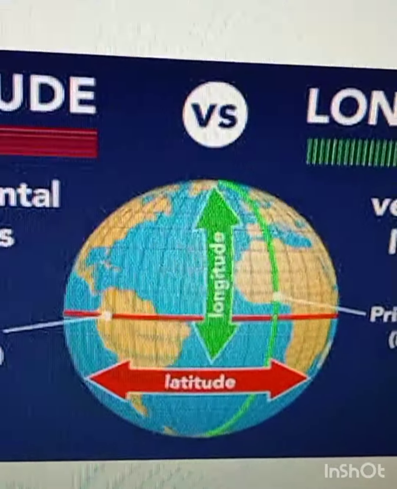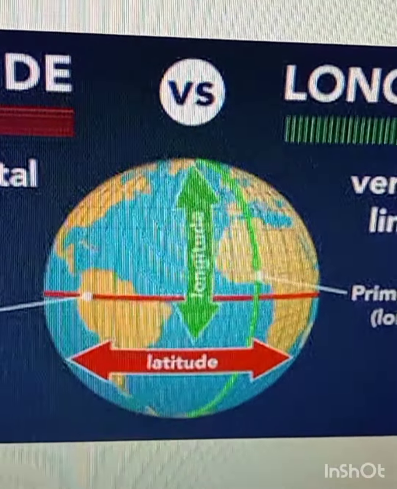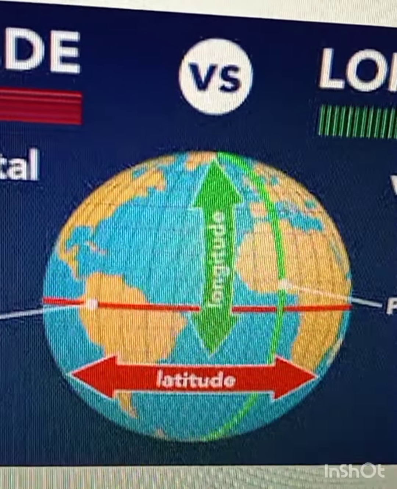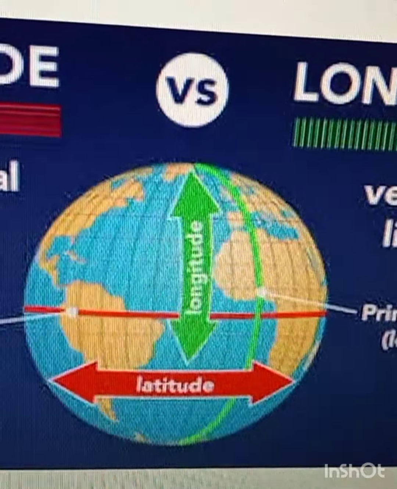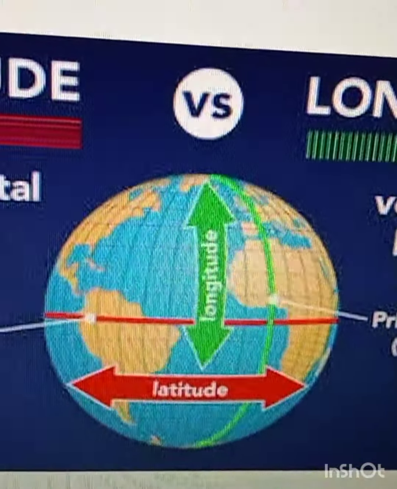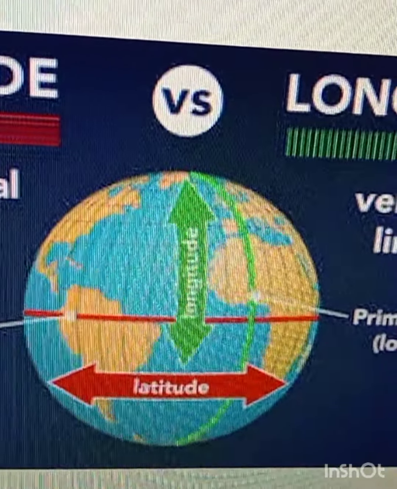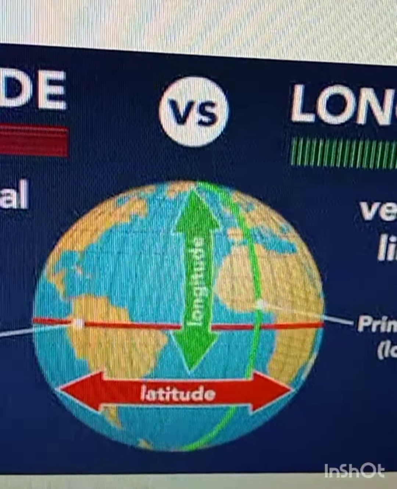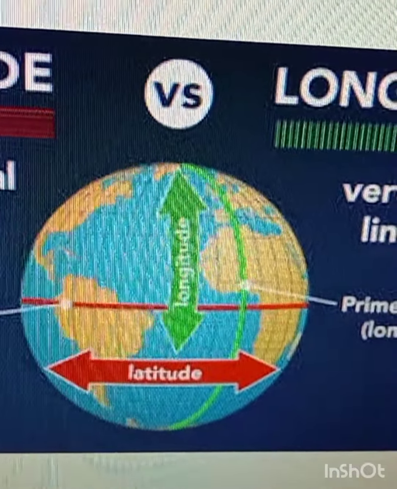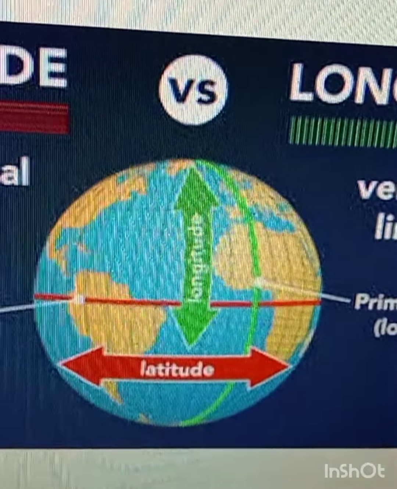Parallels of latitude are circles of different sizes. These are imaginary reference lines that form complete circles around the Earth parallel to the equator. The largest parallel is at the equator, and it decreases in size toward the poles.